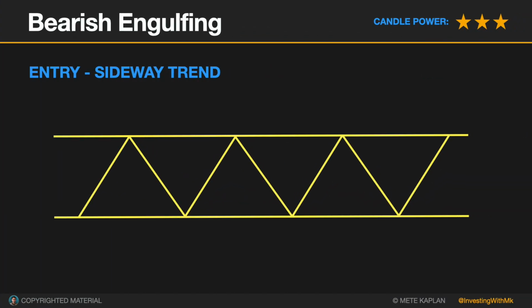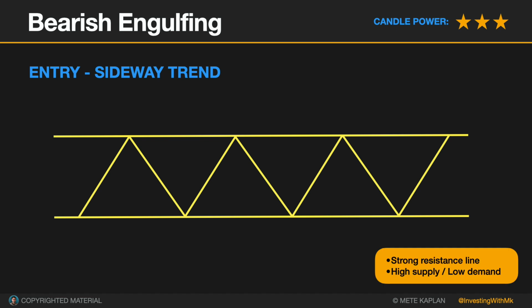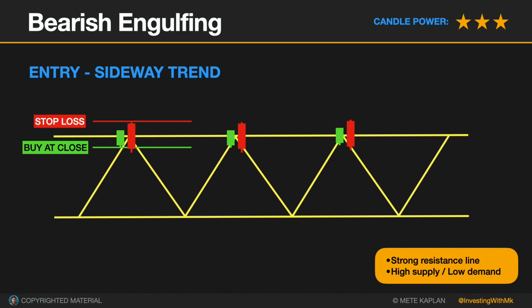Another great way to trade bearish engulfing patterns is sideways trends. What you have to look for is strong resistance points in the price. These points are generally where the big buyers take profits from their long positions, or a great time for short sellers. Please always check your support and resistance levels daily before entering any kind of trade.